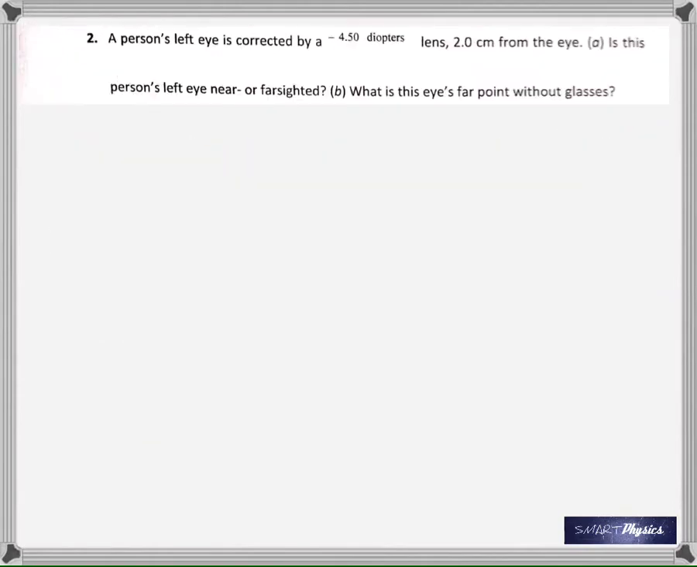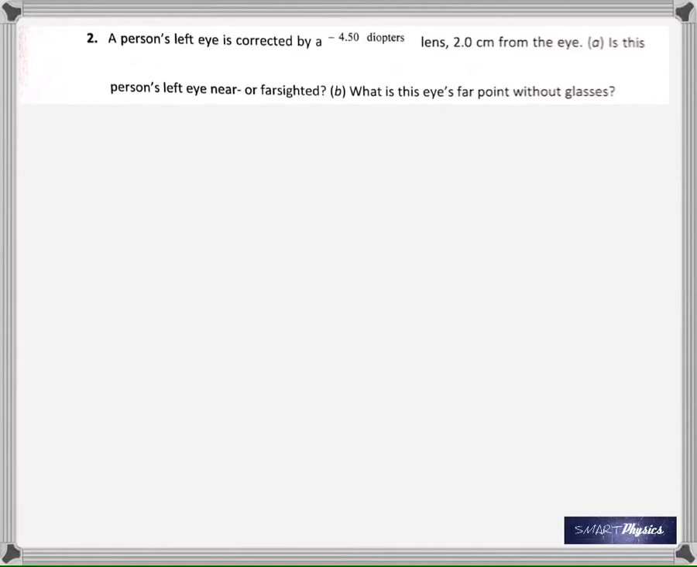In this question, you have a person's left eye being corrected by a negative 4.5 diopter lens. It's negative, that means it's a concave lens. And the lens is 2 centimeters from the eye. Is this person's left eye near or far-sighted?